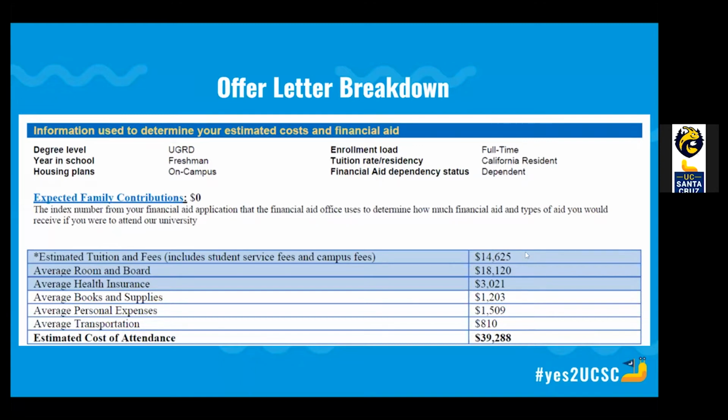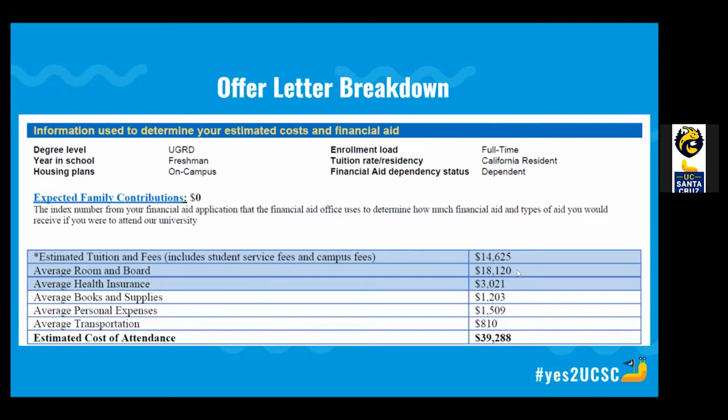The items highlighted in blue are direct costs. These are costs that you will incur and charges that you'll see on your account when you start school. So the estimated tuition and fees, this includes tuition, student services fees, and campus fees. For an on-campus student and a California resident is $14,625 for the year. And the average room and board, this is based on a 2-person occupancy.